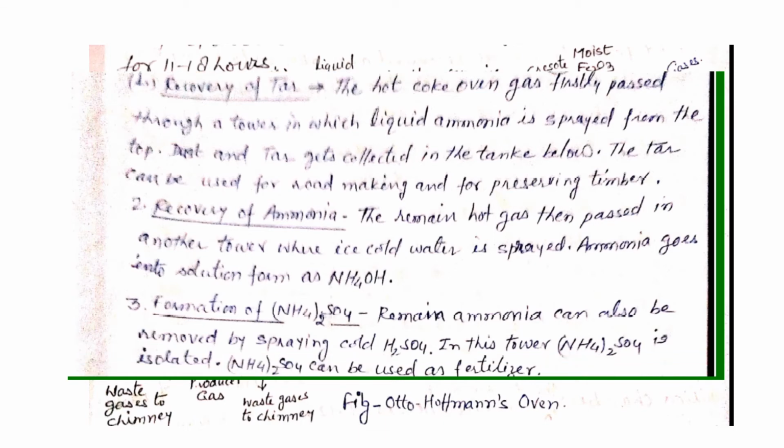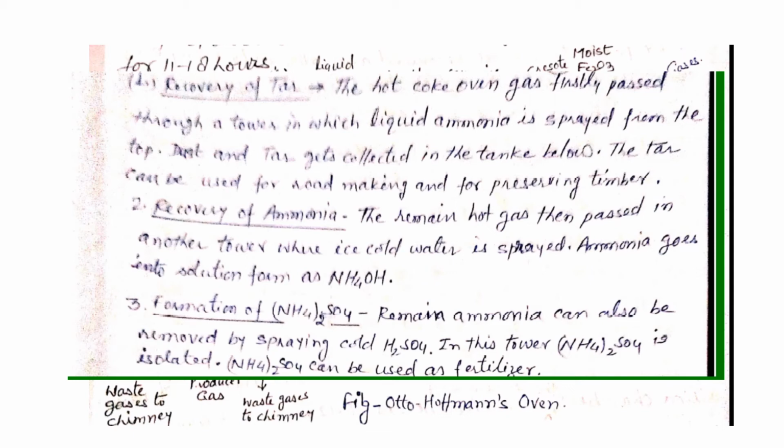The first byproduct is the recovery of tar. The hot coke oven gas first passes through a tower in which liquid ammonia is sprayed from the top, and the tar gets collected in the tank below. The tar can be used for road making and for preserving timbers.